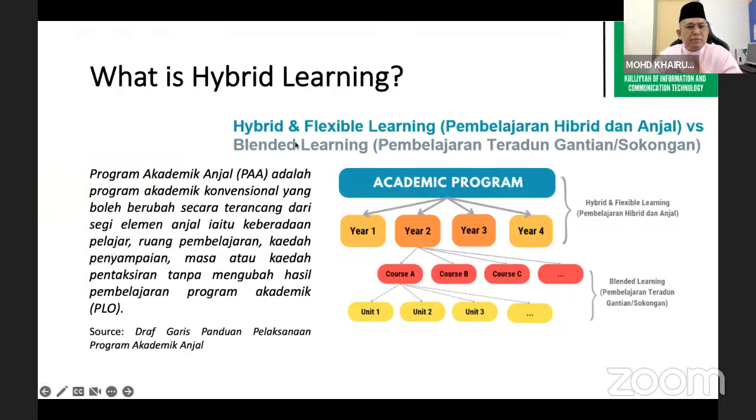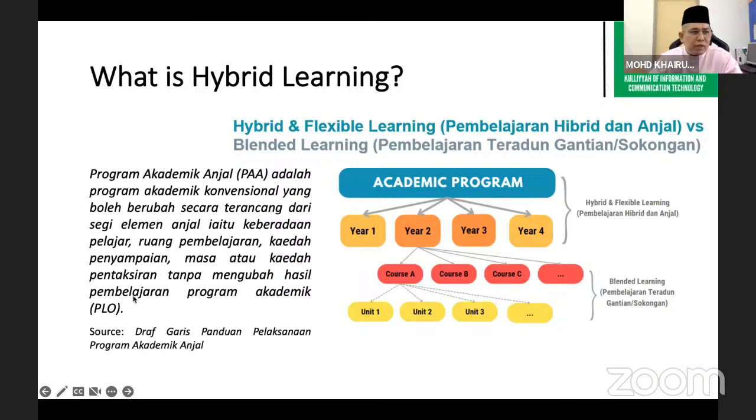A little bit on what hybrid learning is. This is a slide from the Kementerian. Program akademik Anjal adalah program akademik konvensional. So we are conventional, we offer a course, we have a program, we have the physical face-to-face program. Yang boleh berubah secara terancang dari segi elemen Anjal, iaitu keberadaan pelajar, ruang pembelajaran, kaedah penyampaian, masa atau kaedah pentaksiran tanpa mengubah hasil pembelajaran.